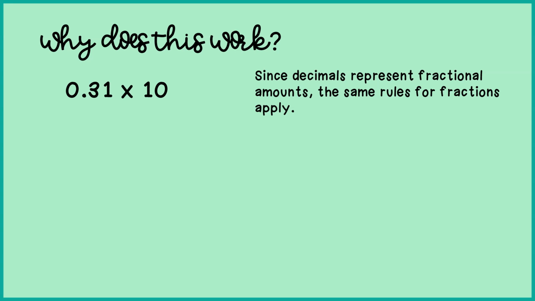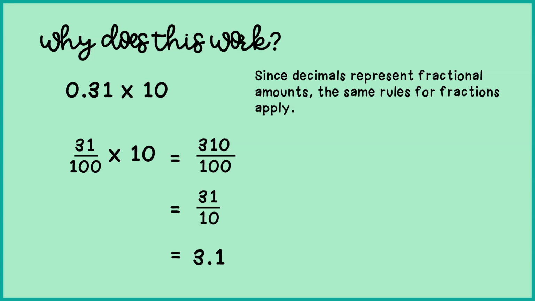Since decimals represent fractional amounts, you're just going to use the same rules for fractions. Here I have 31 hundredths times 10, which is the same as this, 31 hundredths. Those represent the same exact number. So 31 hundredths times 10 equals 310 hundredths. If I reduce that fraction, I have 31 tenths, which is the same as 3 and 1/10, because that represents a fraction greater than 1.